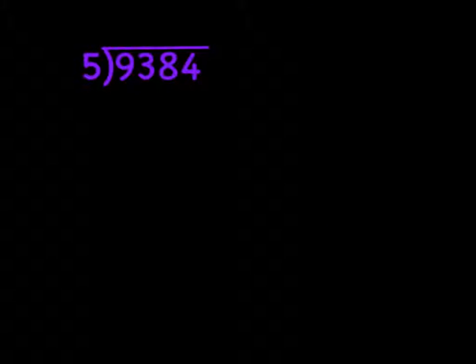You have a 4-digit dividend, 9,384, divided by a 1-digit divisor, which is 5. All right, you're on your own. Don't forget to estimate this time. Okay, ready? Go ahead and pause, and then we will be back in a little bit. And we are back. So you should have done your estimation, and I see some great compatible numbers there.